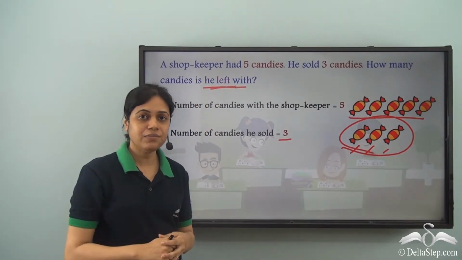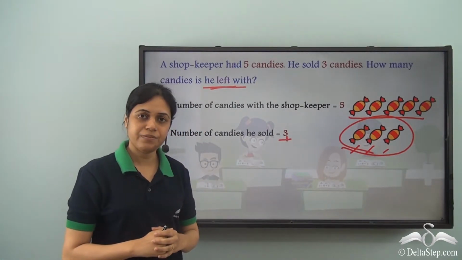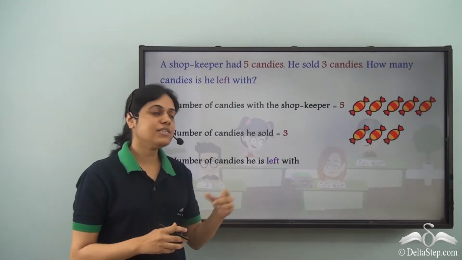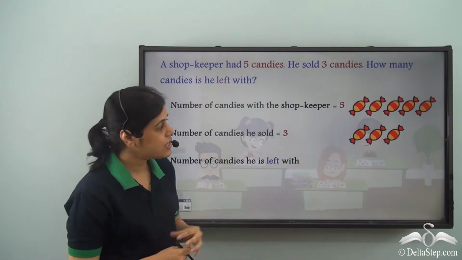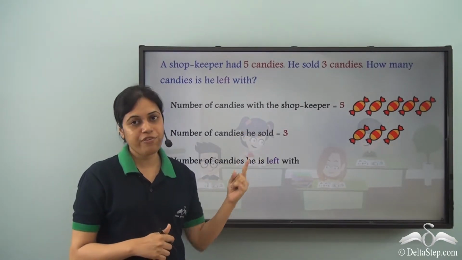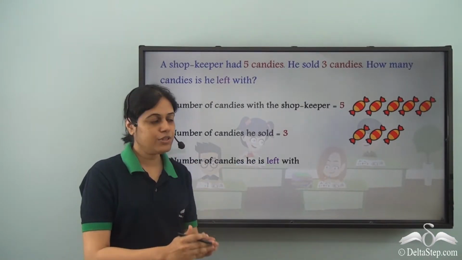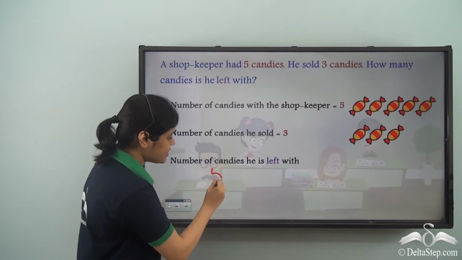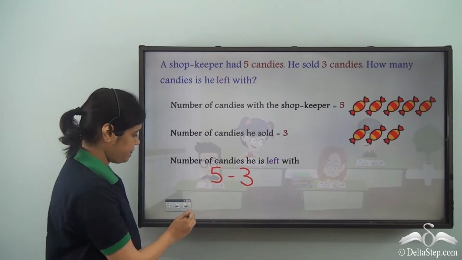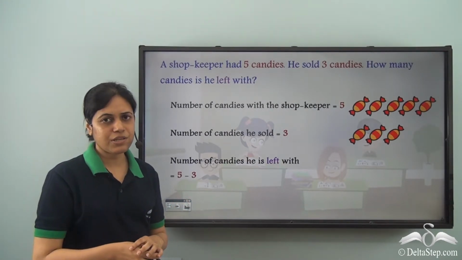How do we find? We need to subtract 3 from 5. So the number of candies he is left with is, how do we find this? By subtracting 3 from 5. We always subtract a smaller number from a bigger number. So the number of candies he is left with is 5 minus 3. What is 5 minus 3?